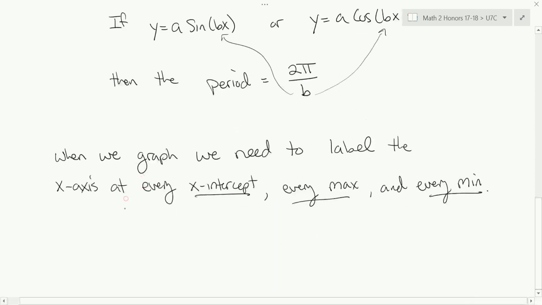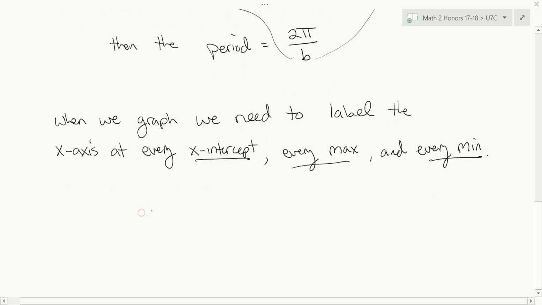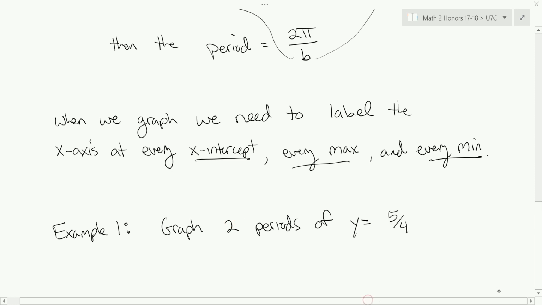Okay. So let's do this. First example. We're going to graph two periods of y equals 5/4 times the sine of, let's say, 1/2 x.